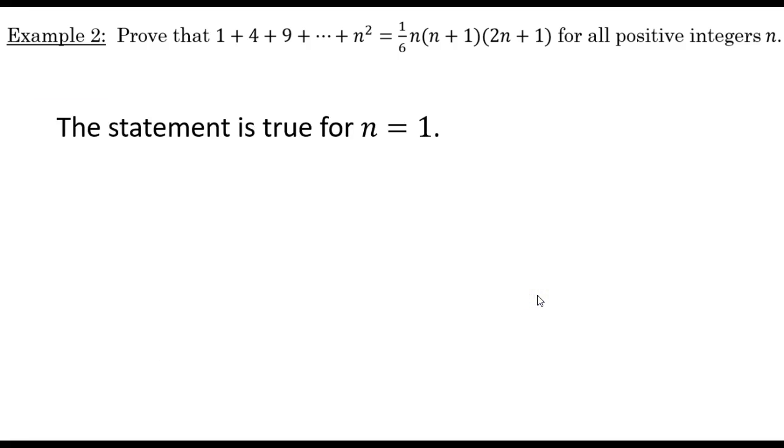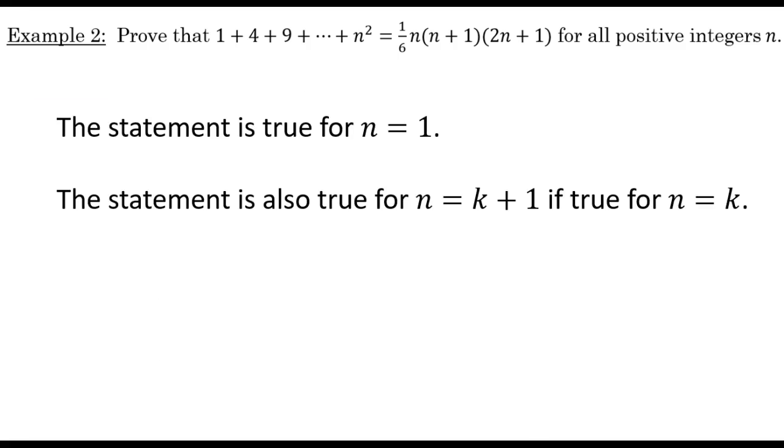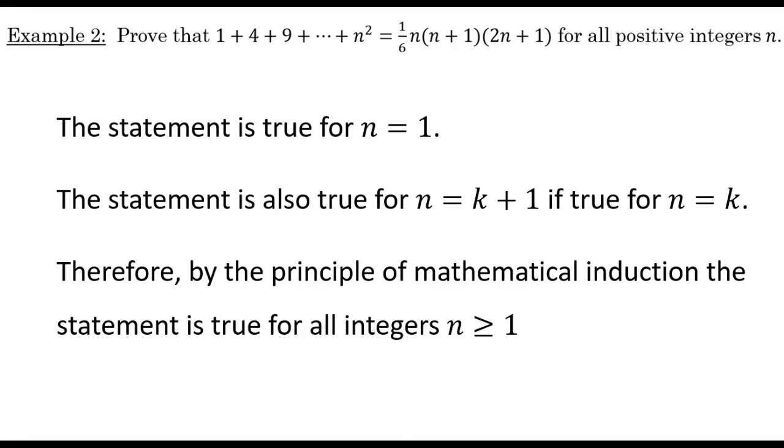So, now for the concluding statement. It's true for n equals 1. It's true for n equals k plus 1 if it's true for n equals k. Therefore, by the principle of mathematical induction, the statement is true for all integers greater than or equal to 1. We prove that it's true for the first case, and then we prove that it's true for every subsequent case. If I am on a secure footing and I take one step forward, then that will be true. Then I can take another step forward, that will still be true. That's how this works.